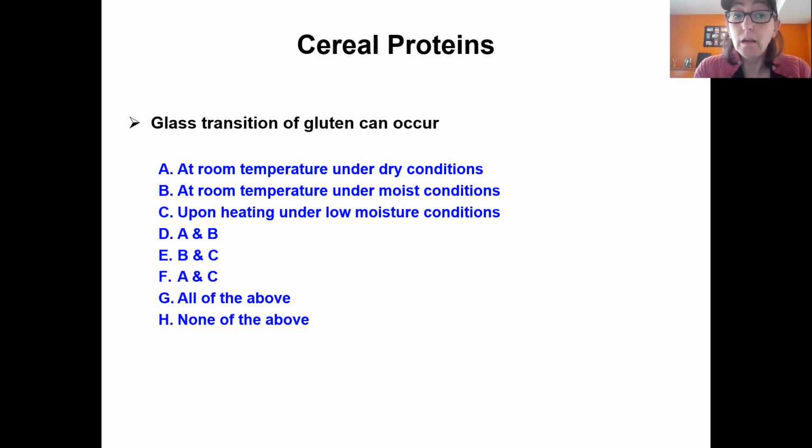So we can induce the glass transition to happen at lower temperature, at lower moisture conditions, if we heat. So basically the moisture amount influences the temperature at which we have glass transition. So the answer to this is B and C.